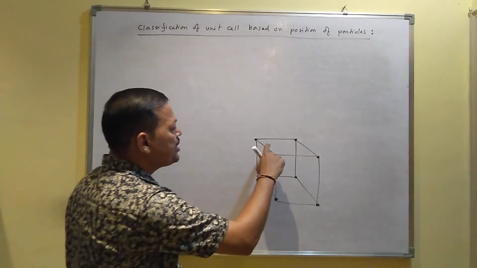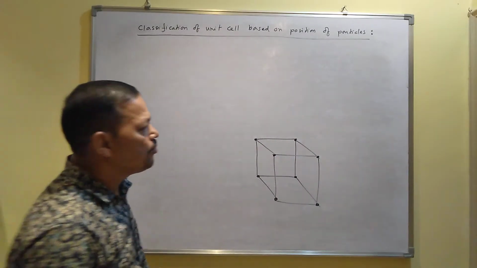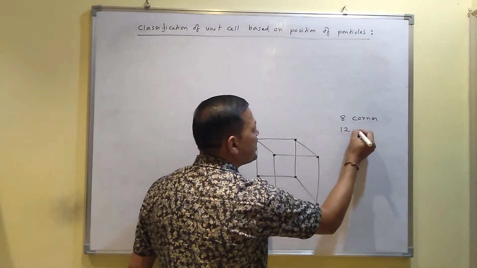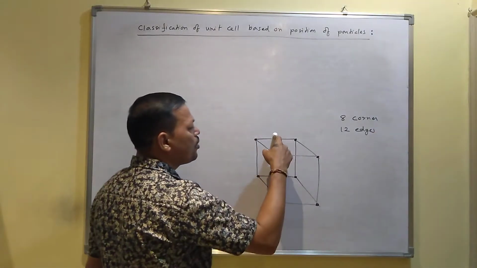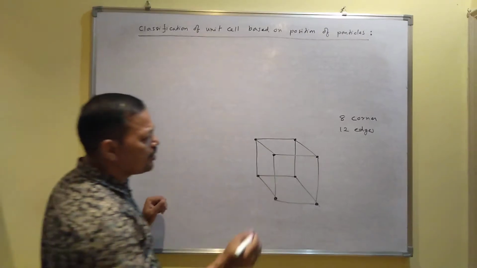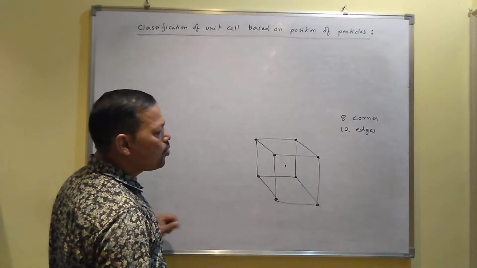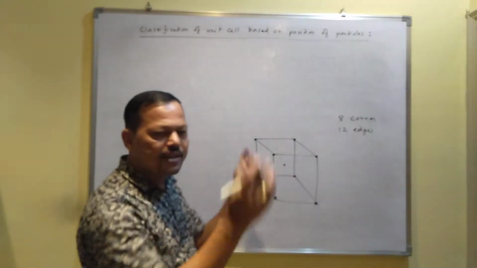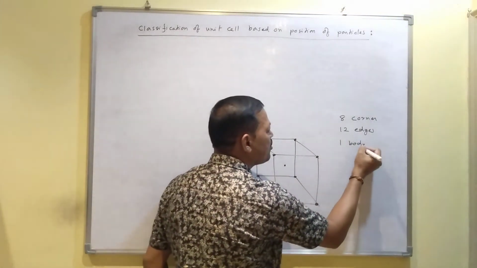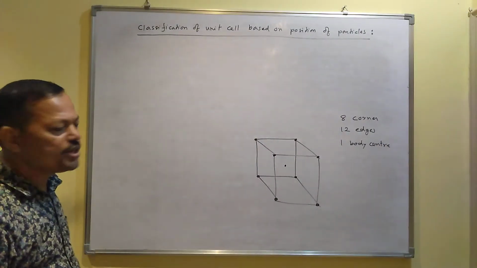And from one corner to another corner, this line is called an edge. In a cube, you will get 8 corners and you will get 12 edges. 1, 2, 3, 4, like this you will get 12 edges. And the center of the cube is called the body center. I mean, inside the cube you will get the center, that center is called the body center. Every cube contains one body center.